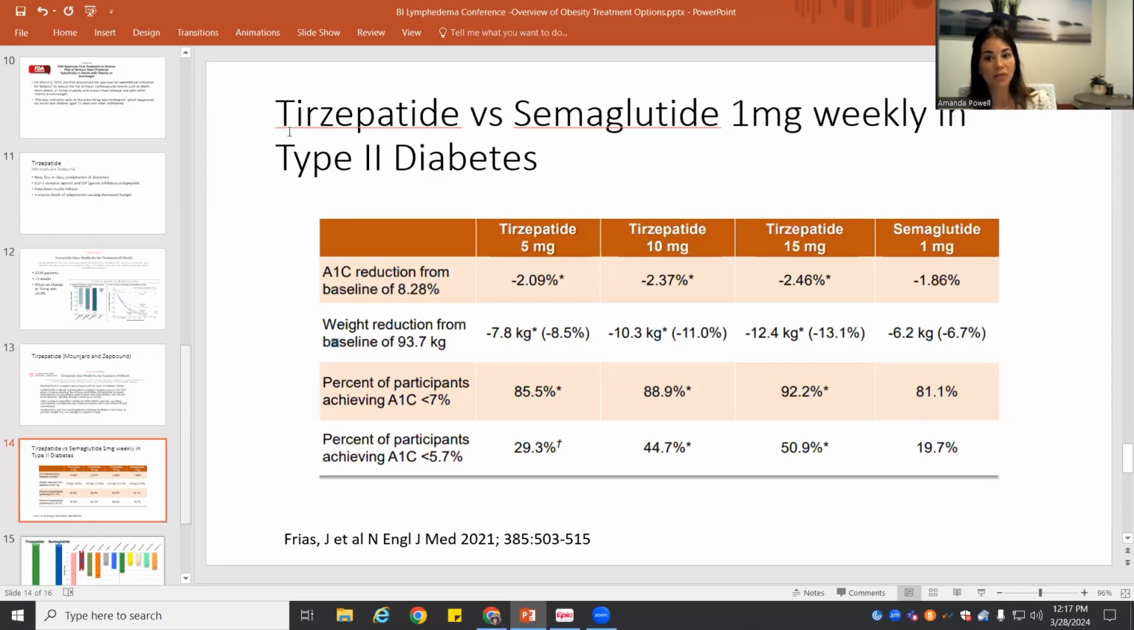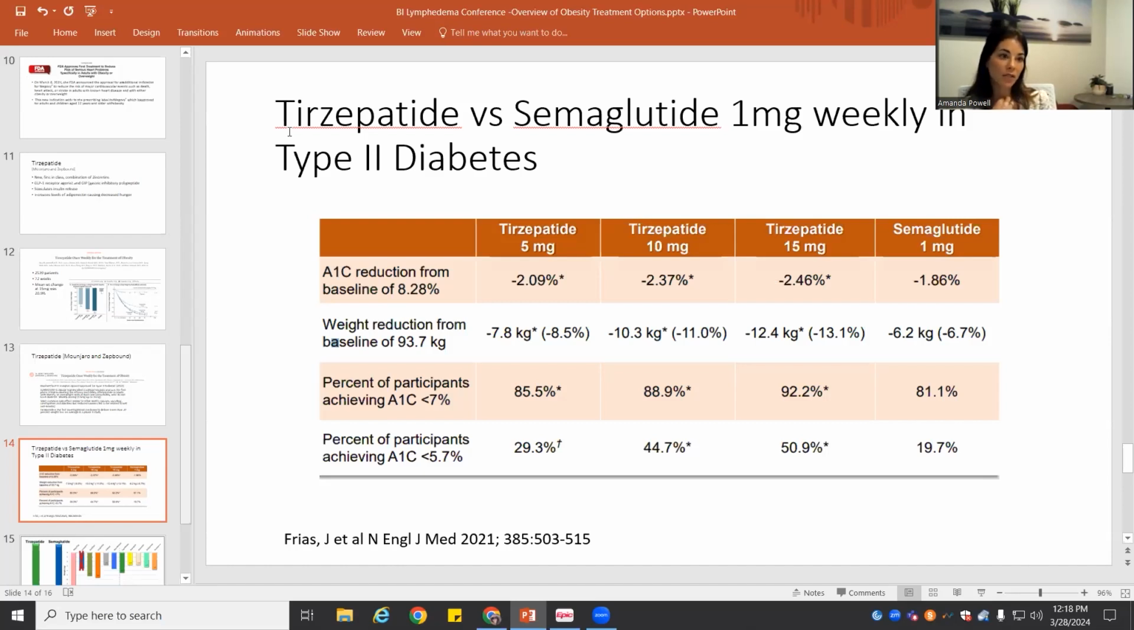But on the 3 left columns, you'll see the comparison of an A1C reduction in the 2 to 2.5 range compared to 1.8. The baseline reduction in body weight is almost double if you compare Ozempic versus Mounjaro. And participants achieving an A1C under 7% is upwards of 90%, which is incredibly impressive, as well as those achieving an A1C under 5.7% is almost half. So these drugs are not only really, really good for weight loss, they also are incredibly powerful for diabetes.